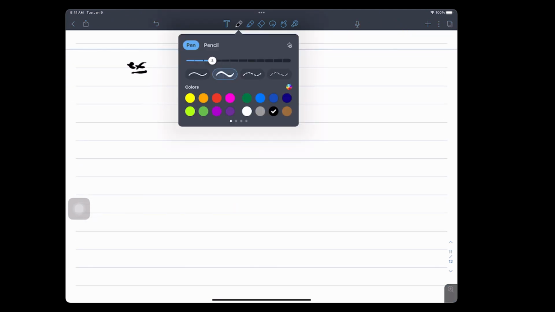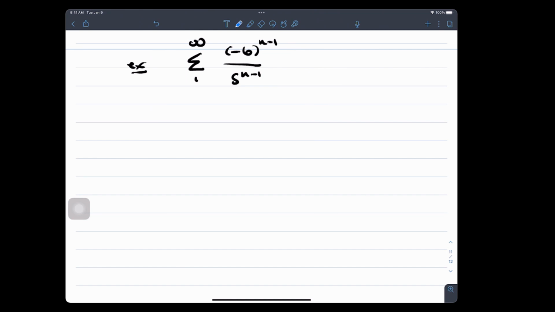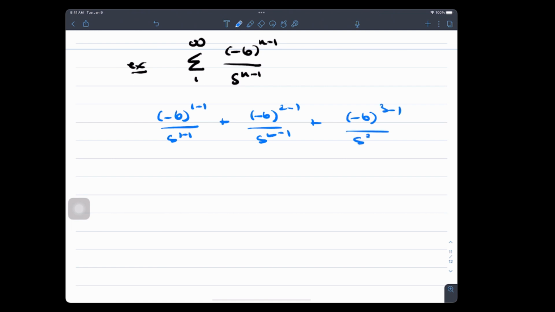Okay, so let's look at this. Let's look at the terms of the series here. If n is 1, I guess I'll have to write it down this way. 1 minus 1. I'll just write it down this way. Okay, now n is 2. Now n is 3. Okay, do that there.